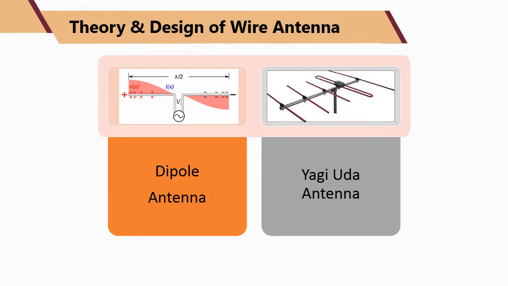Okay, so we have discussed the parameters related to the antenna. So now we are going to look at the first step in designing an antenna. So we are going to start with wire types of antenna, for example, dipole antenna and Yagi-Uda antenna.